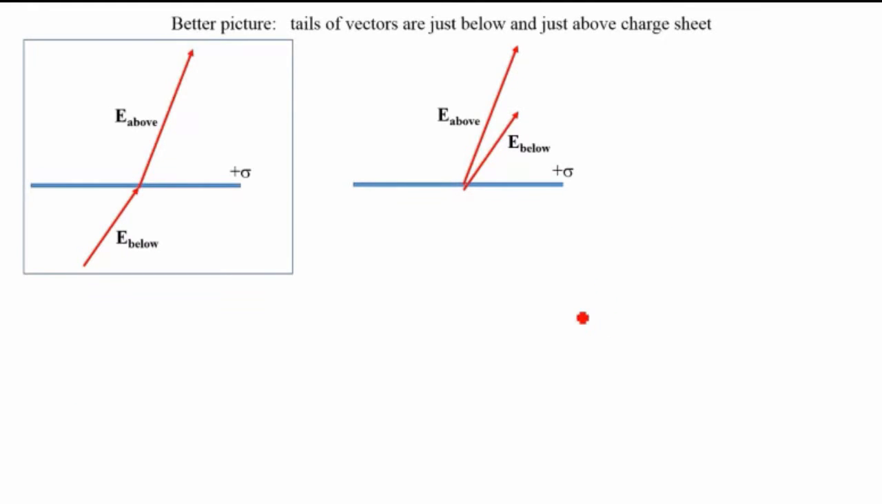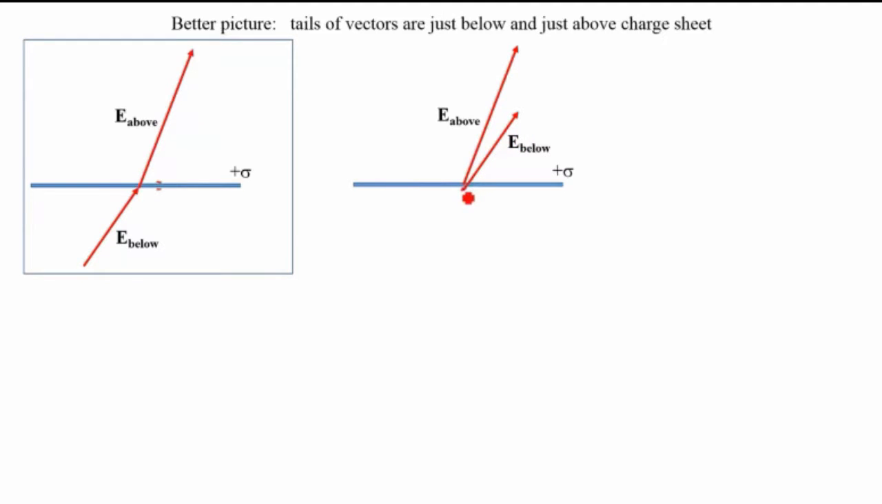So let me just redraw that. The first thing is to realize if you look at this picture here, it's deceiving because what we're really talking about are points very close to the surface on both sides. So really we should draw it like this. So in other words, here's the E vector below, evaluated right here.